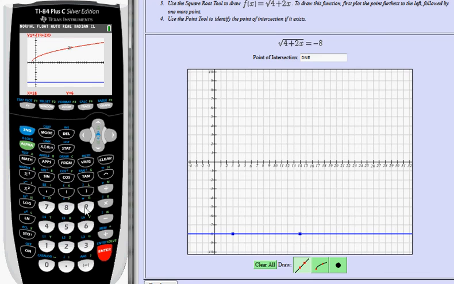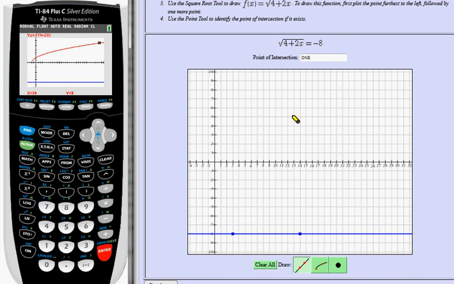I think you could just type in any old value. And maybe picking one farthest to the right might be best. So I might type in 30 and press enter. And all the calculator's doing is replacing x with 30. And you could almost do it in your head. 2 times 30 is 60. 60 plus 4 is 64. Square root of 64 gives you 8.